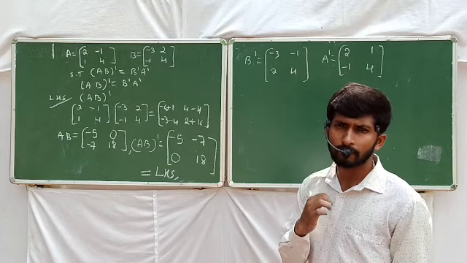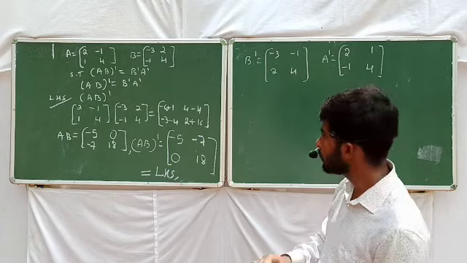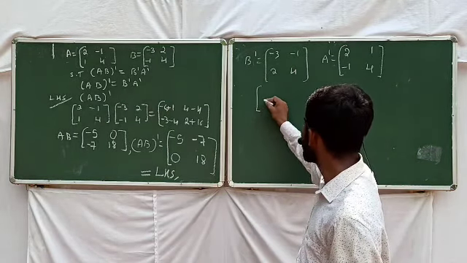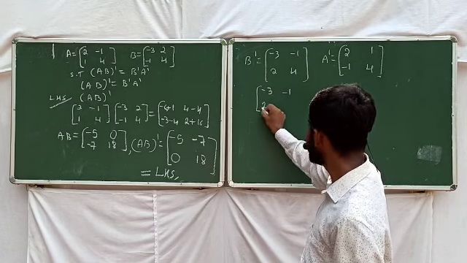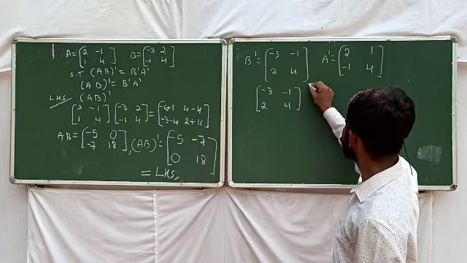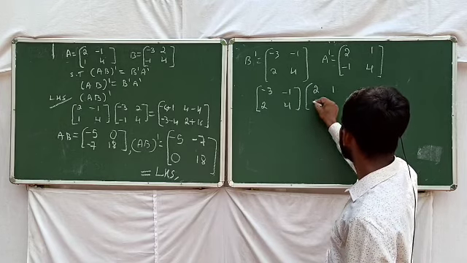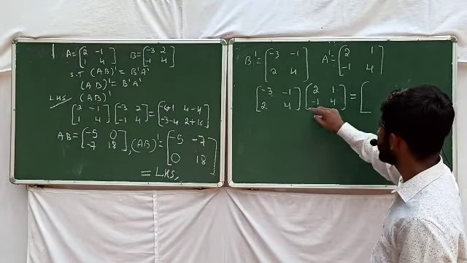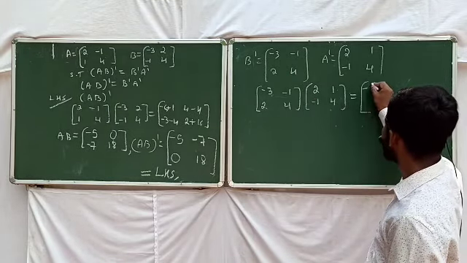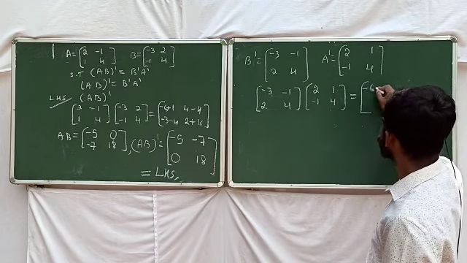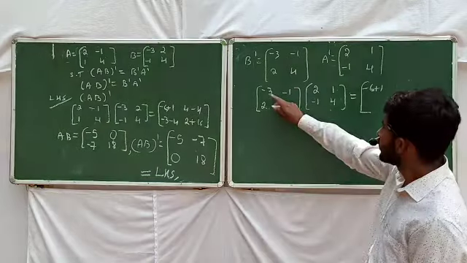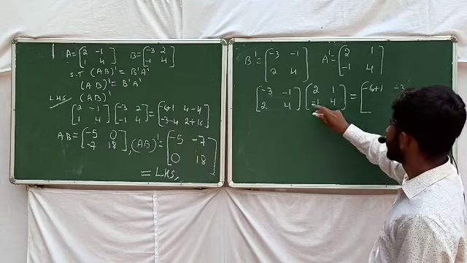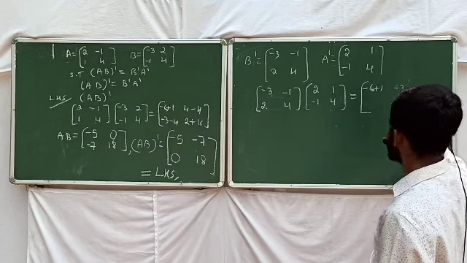Why? Matrix multiplication is non-commutative. So, you need to take only B transpose into A transpose. Write B transpose value minus 3, minus 1, 2, 4. Multiply this matrix to 2, 1, minus 1, 4. Now, B transpose into A transpose is equal to multiply minus 3 into 2 is equal to minus 6. Minus 1 into minus 1 is equal to plus 1. Row 1 into column 2. Minus 3 into 1 is equal to minus 3. Minus 1 into 4 is equal to minus 4.